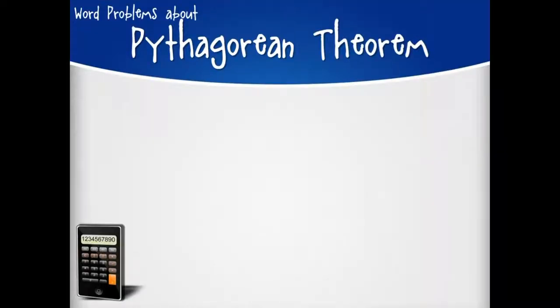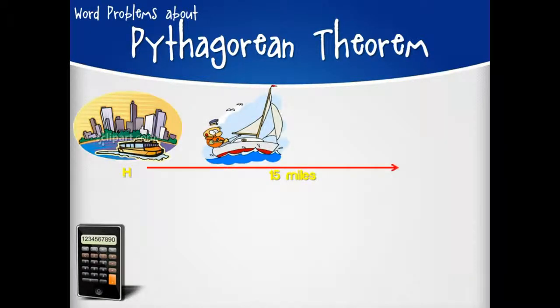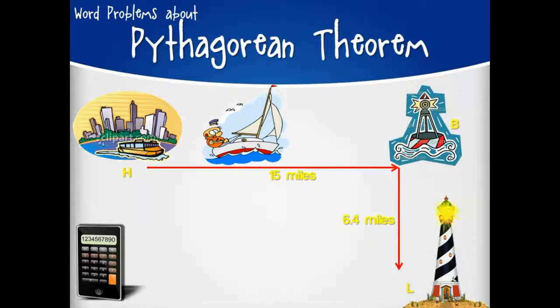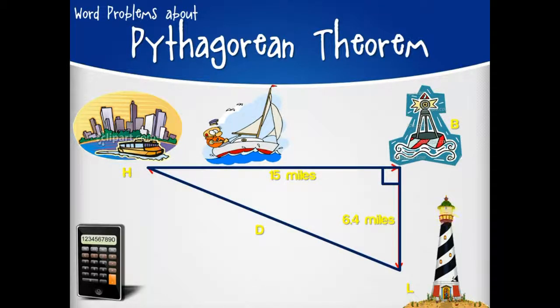Here's a diagram to understand the problem clearer. The boat is taking east to the marker buoy 15 miles from the harbor, then it went 6.4 miles south towards the lighthouse. The distance traveled by the boat is the arrow connecting the start and the end point of the cruise, which forms a right triangle. Hence, the Pythagorean theorem is possible in this problem.